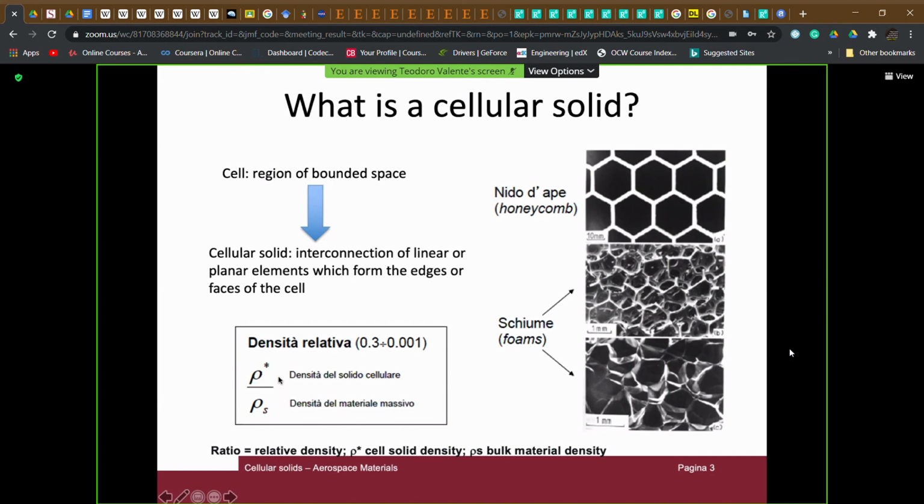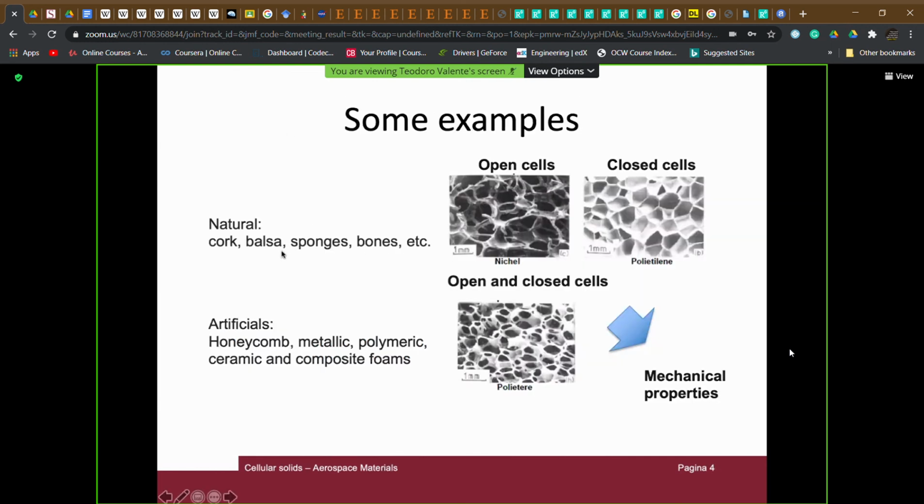And what we are going to say is referred to the case in which, if we want to use a sort of target number, the relative density of the cellular solid is not higher than 0.1, most of the time less than this. We can have two configurations of the cells.